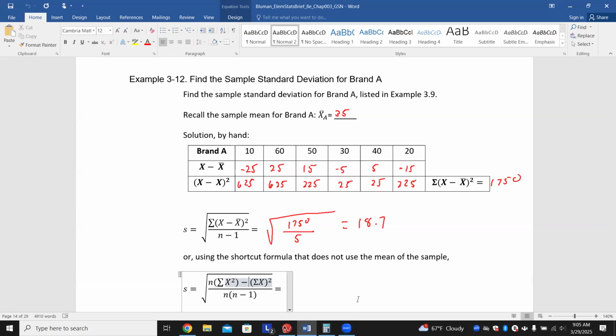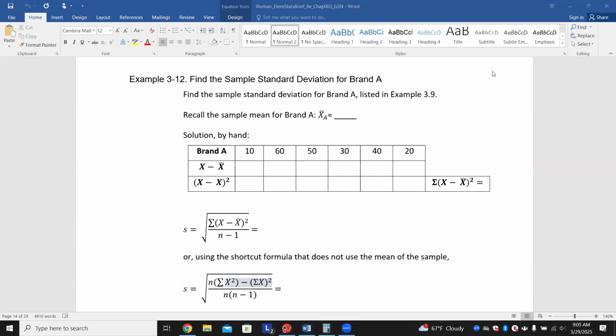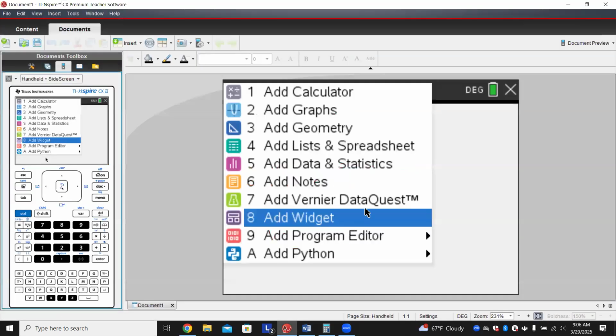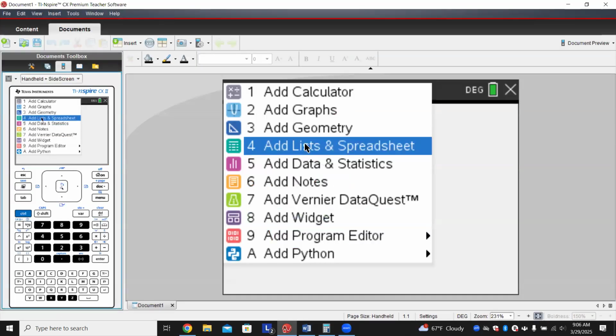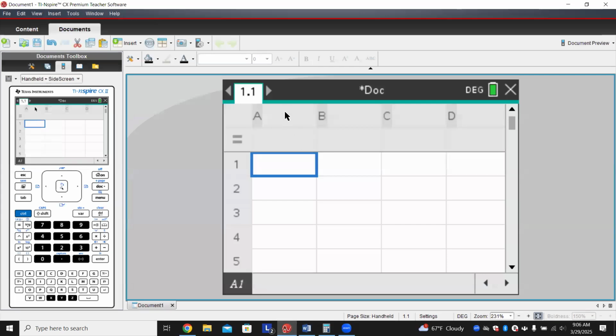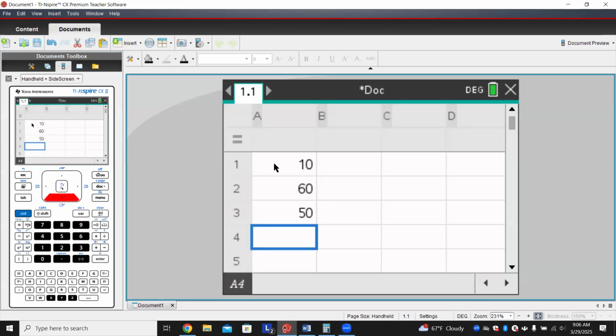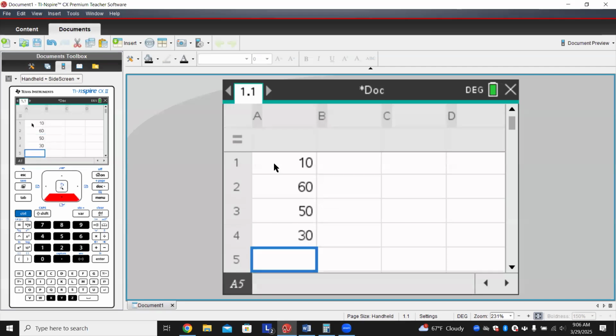Okay. So what we'll do too is show how to use this in the calculator. Right now, it's pretty easy stuff, but it'll get a lot harder. So in our Inspire, if you go to lists and spreadsheets here, I'm just going to type my information in that first column. So that's 10, 60, 50, 30, 40, 20. Now there's my 6 numbers.